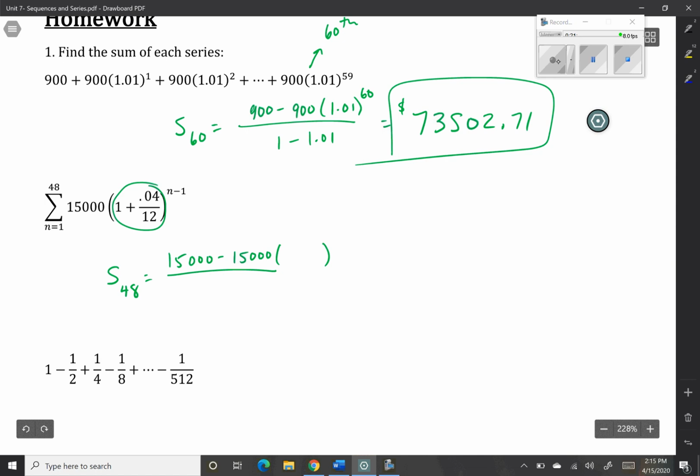So if I do 1 plus 0.04 divided by 12, I get 1.003 repeating. We're going to do that to the 48th power. Now to do that with the repeating decimal, you probably want to use a fraction. So 1.003 repeating is actually 301 over 300. When I type that into my calculator, I don't want to use the decimal because that's rounded. So I'm going to actually use a fraction here. It looks messy, but you're just typing it into the calculator, so it really doesn't matter.